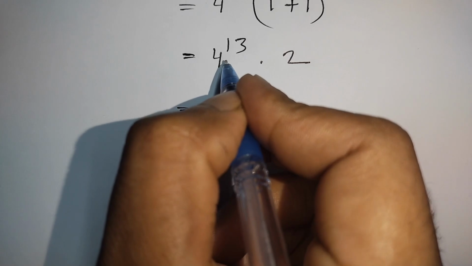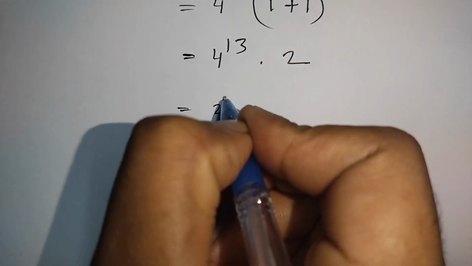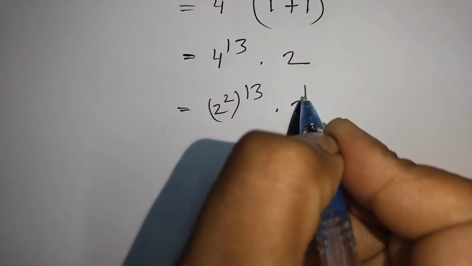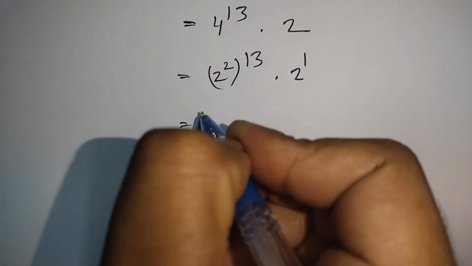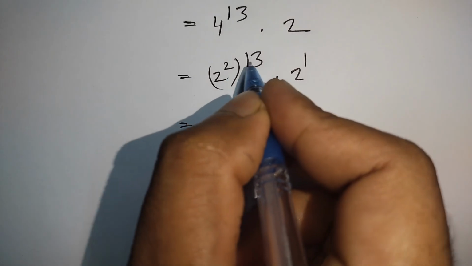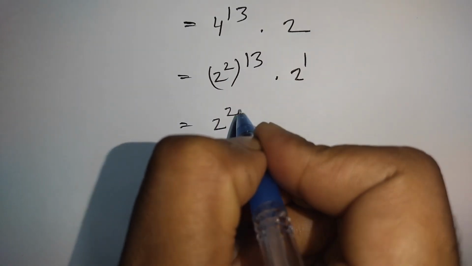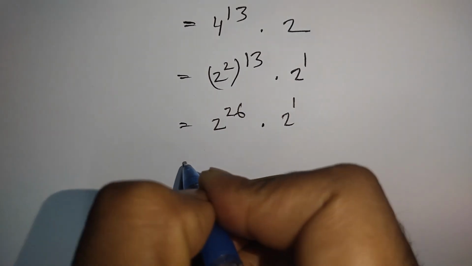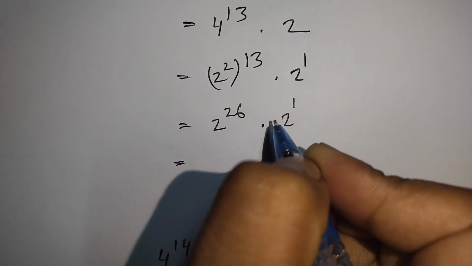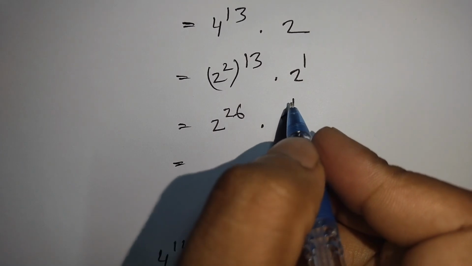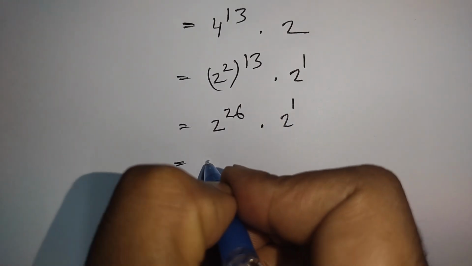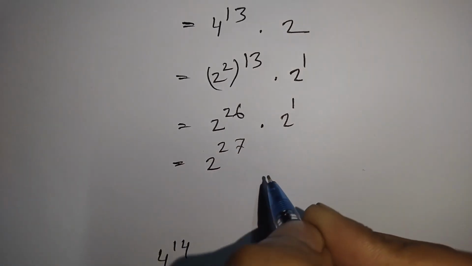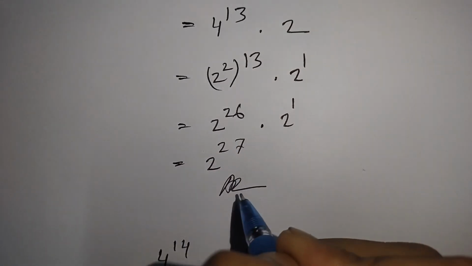Now 4 to the power 13 is the same as 2 to the power 2, bracket 13, times 2 is the same as 2 to the power 1. Now 2 to the power 2 times 13, that means 26, times 2 is 2 to the power 1. Now we see that 2 has the same base but different power. So we can write here 2 to the power 26 plus 1, that means 27. So 2 to the power 27 is the correct answer.